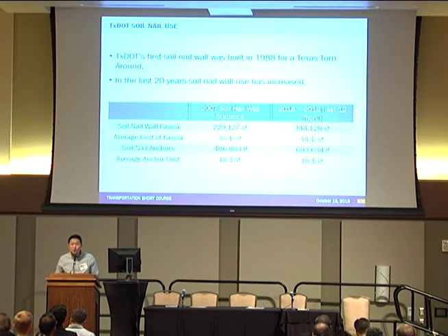Okay, the history of the soil nail wall in TxDOT projects. The first soil nail wall in a TxDOT project was built in 1980, so we have more than 30 years of experience, and it shows very satisfactory performance. It has been used for 30 years and actively used for 20 years. In the last 10 years, there is a clear increase in the quantity of soil nail wall fascia and also soil nail anchors.